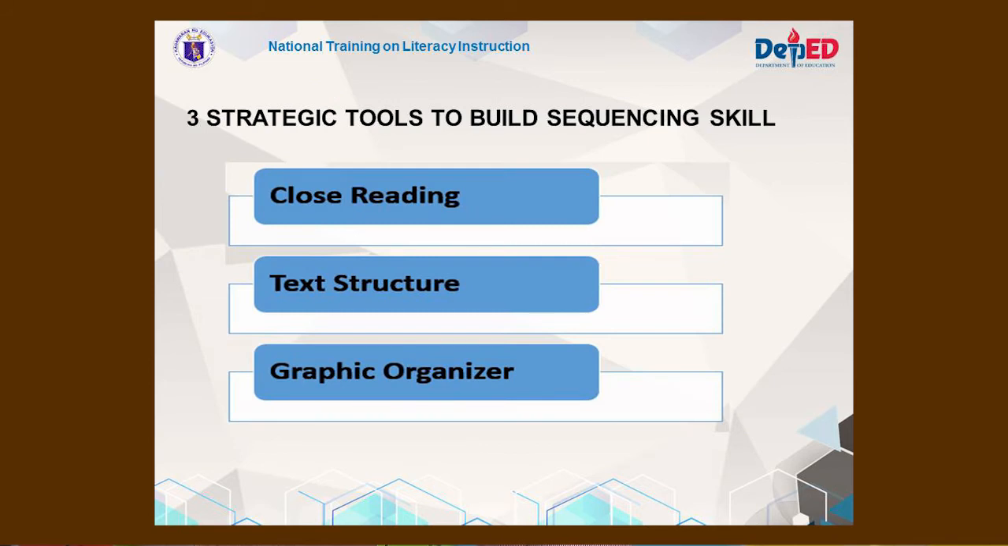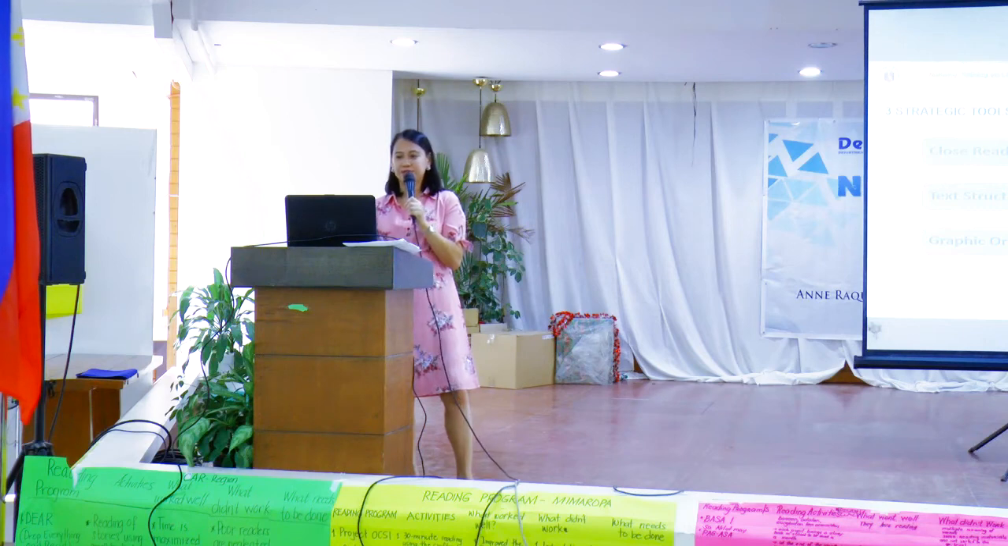And then you also have the 3 strategic tools to build sequencing skill. The close reading, you're familiar with that. The text structure, because as I've said, it's not only Key Stage 2 that we're after, but also Key Stage 3 and 4. And of course, the last one, graphic organizer. We will be using these strategies later.